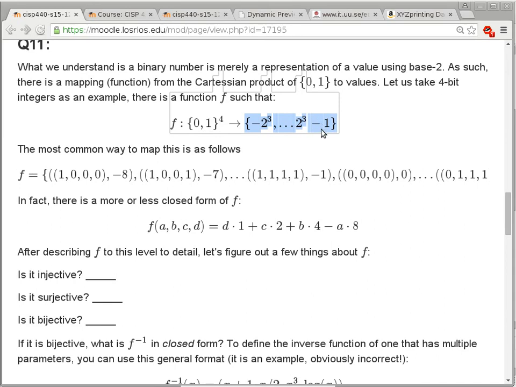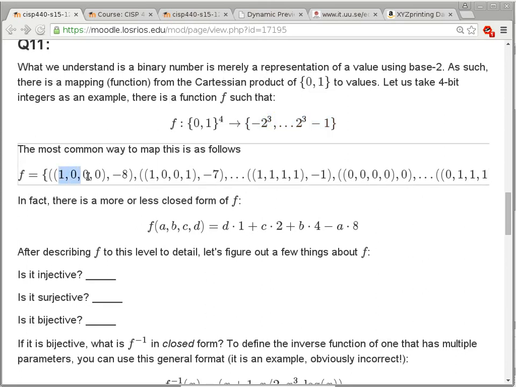Why do I pick -8 to +7? We're dealing with 4 bits here. That's how signed numbers are represented. Okay? So the most common way to map this is as follows.